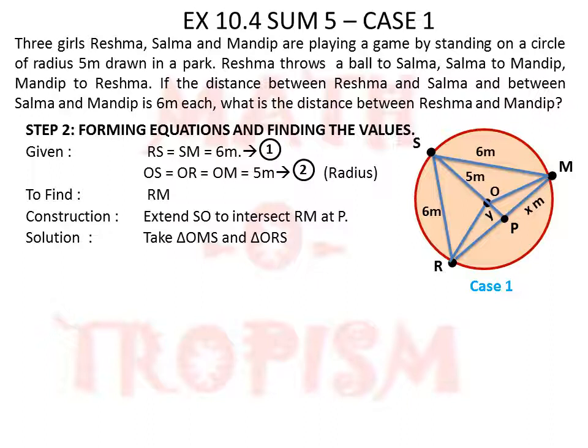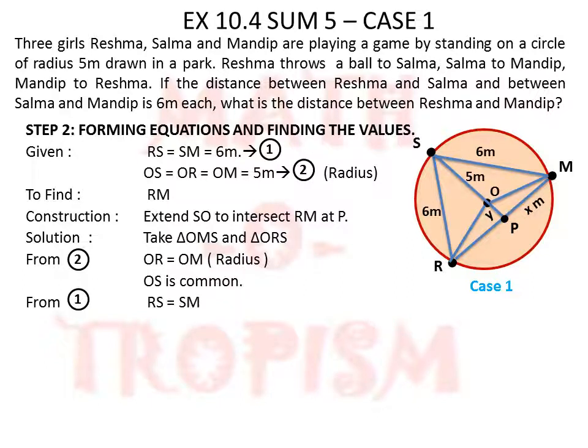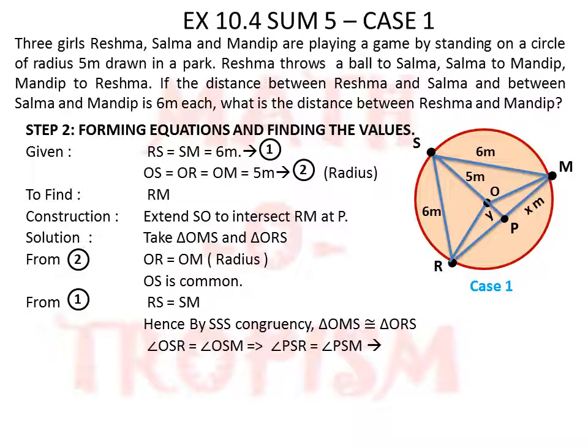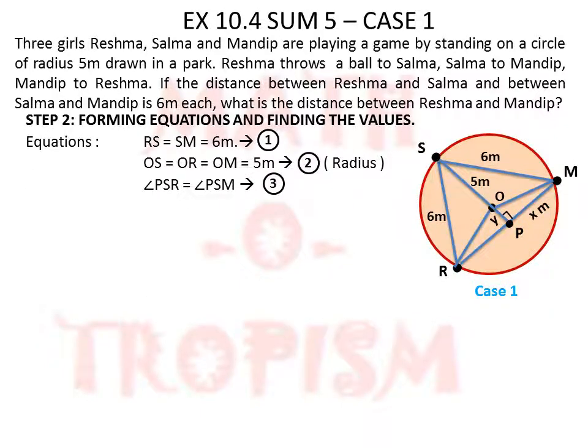So first I will go with the triangles OSR and OSM. Here OR and OM are both radius, OS is common, and RS is equal to SM is equal to 6 meter. So therefore by SSS congruency we can prove that triangle OMS is congruent to triangle ORS. So indirectly angle OSR is equal to angle OSM, which means the total angle PSR is equal to angle PSM. We will keep this as equation 3.